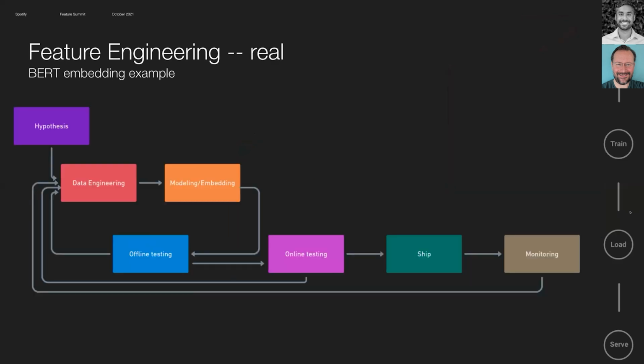The reality is it's not so linear. It turns out episode vectors didn't work the first time or the second time or the third time. You have to iterate. And so we did more data engineering. We tweaked the embeddings. We did a lot of testing, and we shipped it.